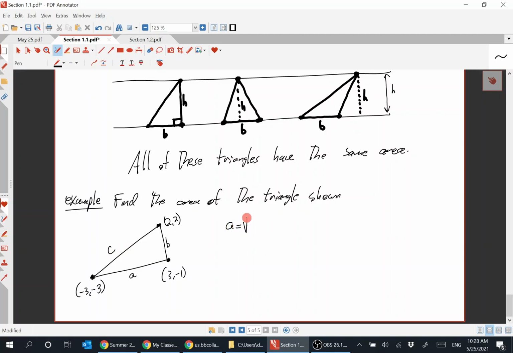So distance A is equal to the difference in the x coordinates squared. So that's 6 squared, right? 3 minus -3 is 6. Plus the difference in the y coordinates squared, -1 minus 3. Right, so that's -1 plus 3, it's 2 squared. So 36 plus 4, that's square root 40.